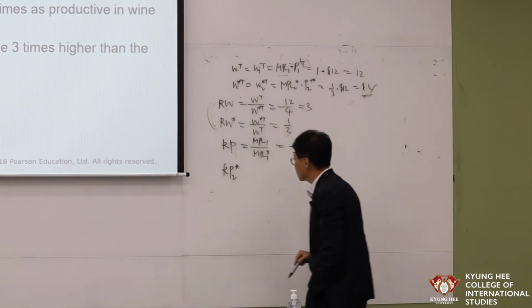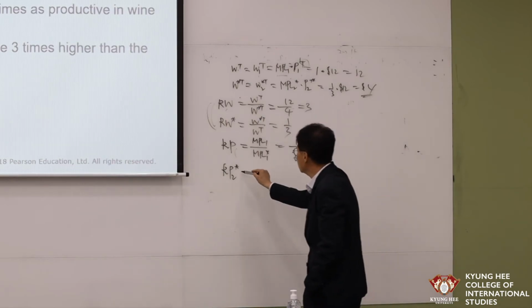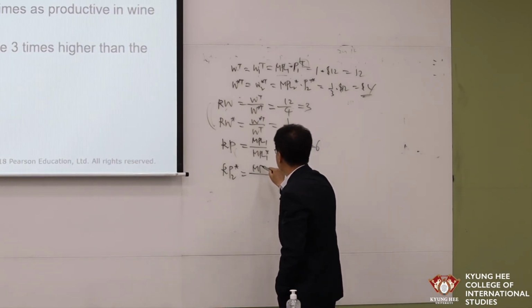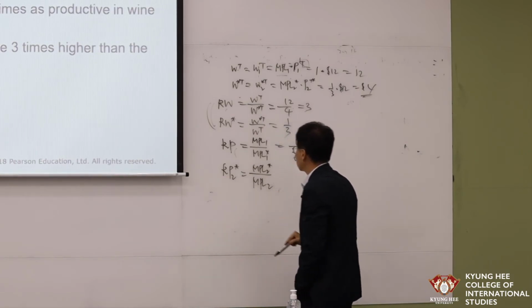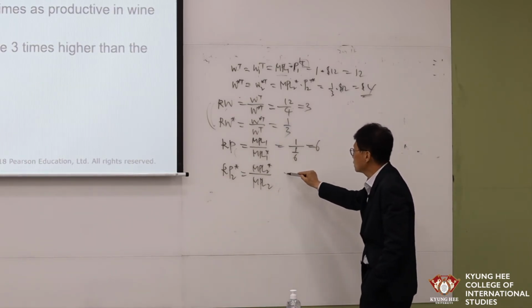Also, I ask you the relative productivity in foreign in Q2 production, because the foreign country has comparative advantage in Q2 production. That is, by definition, MPL2 star over MPL2. Right? What is this?